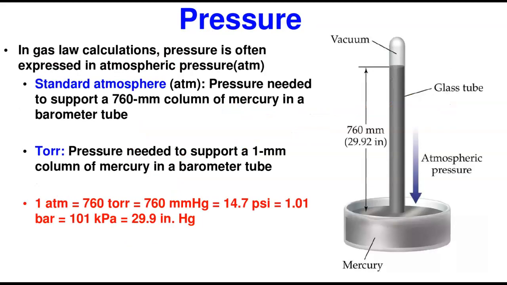But before we do that, we have to understand the pressure of a gas. Now, in gas law calculations, pressure is often expressed in atmospheric pressure. The atmospheric pressure is seen as the standard unit of measuring pressure. The standard atmospheric pressure is simply the pressure needed to support a 760 millimeter column of mercury in a barometer. A barometer is an instrument used in measuring pressure.